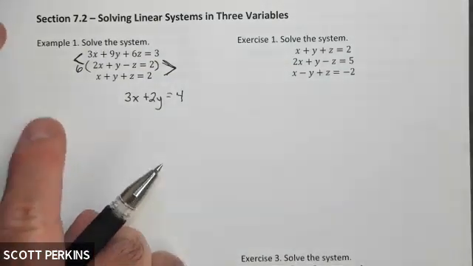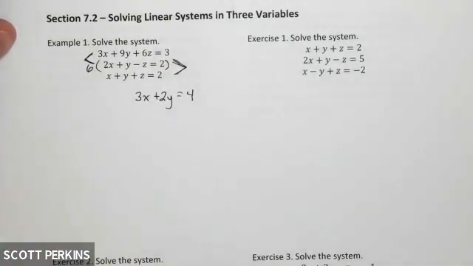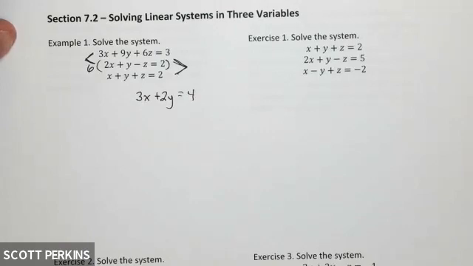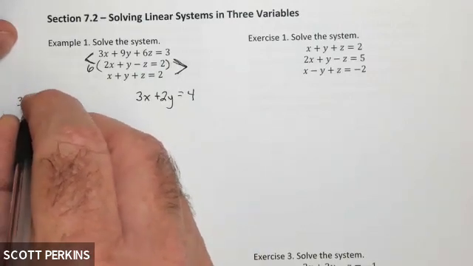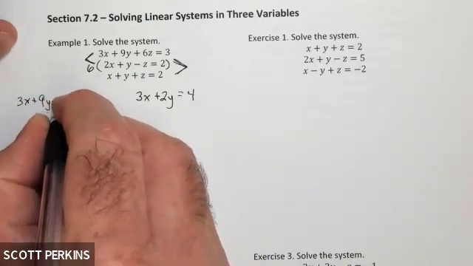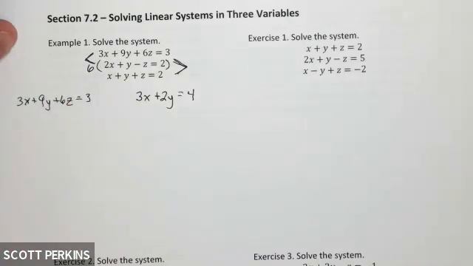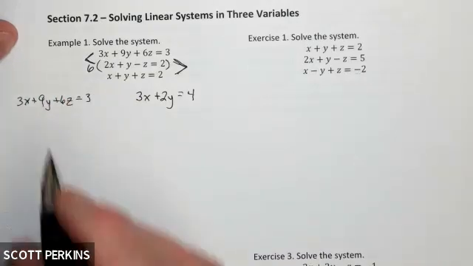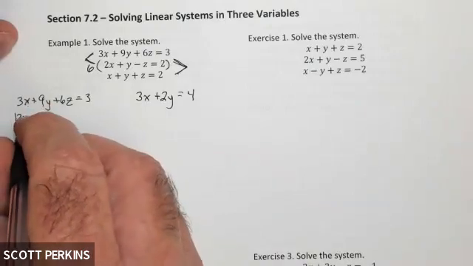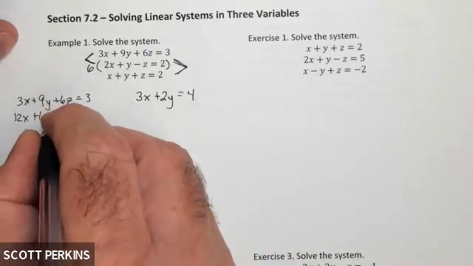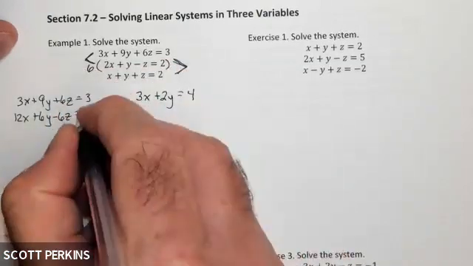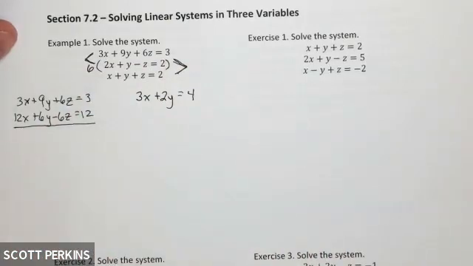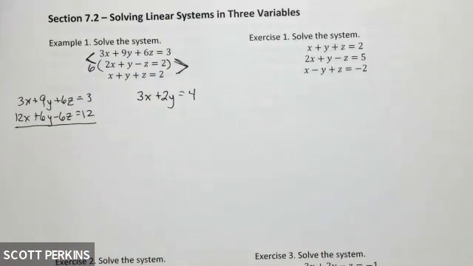And I'm just in this white space right here that's on the left part of my page. I'm going to rewrite my two equations so that there's no question about what's going on. So the top equation I am not altering. So I have 3x plus 9y plus 6z is equal to 3. The middle equation now becomes 6 times 2 is 12x. 6 times y is 6y. 6 times negative z is negative 6z. And 6 times 2 is 12. Does anyone not see what I've done right there?